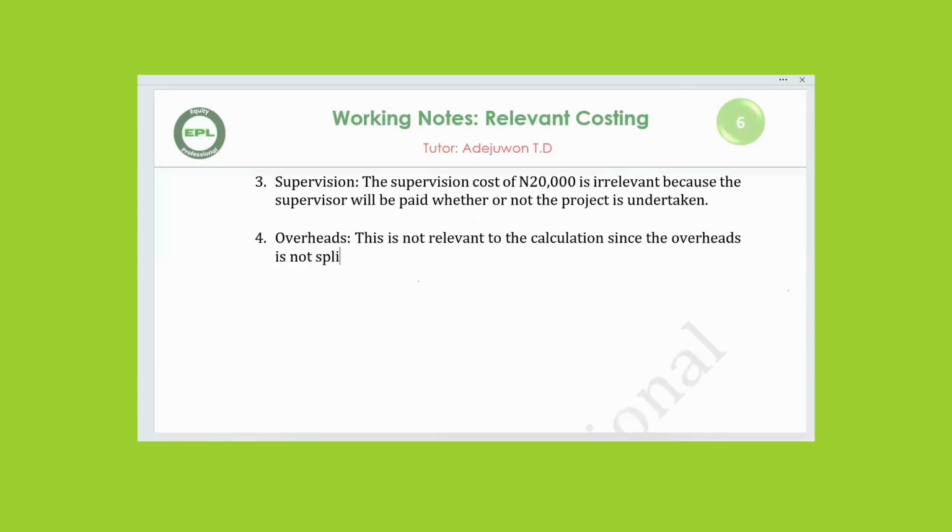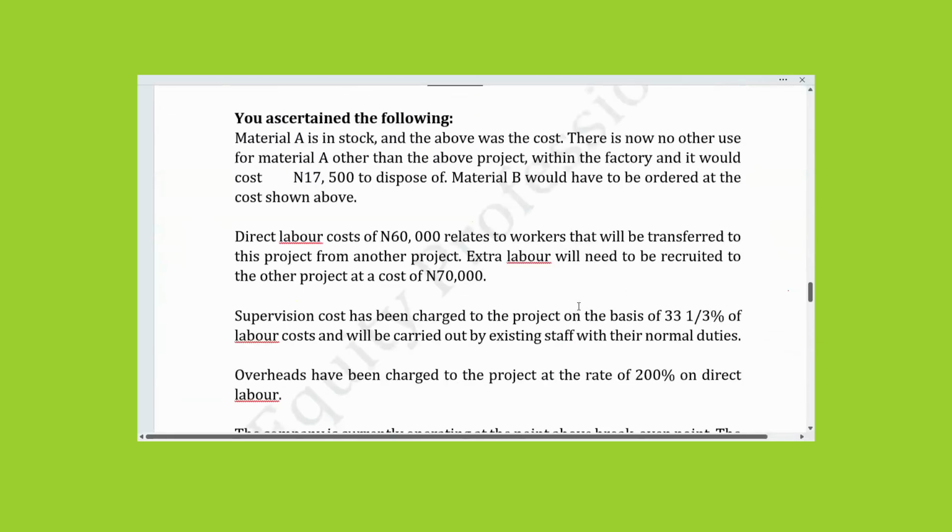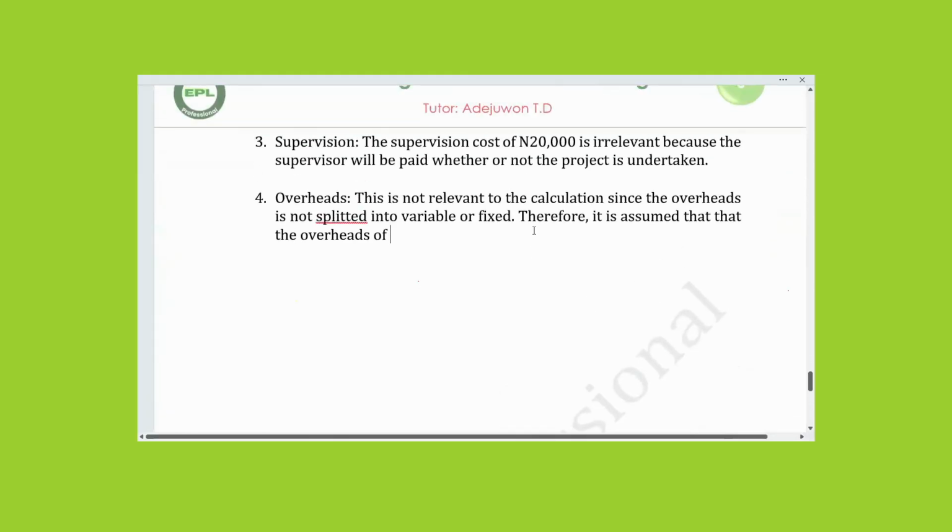split into variable or fixed, it is assumed, therefore, that the overhead of 120,000 naira is a general overhead. It's a general overhead.